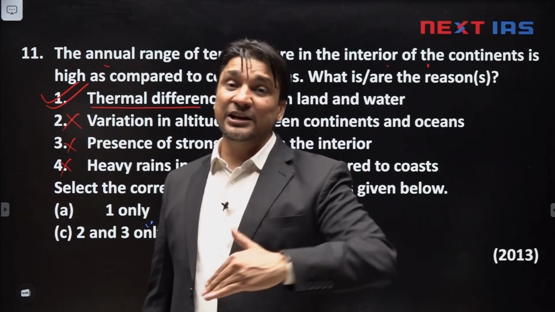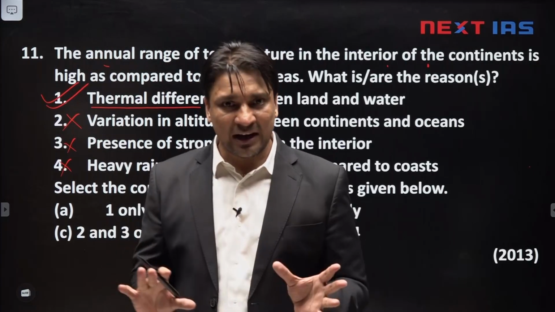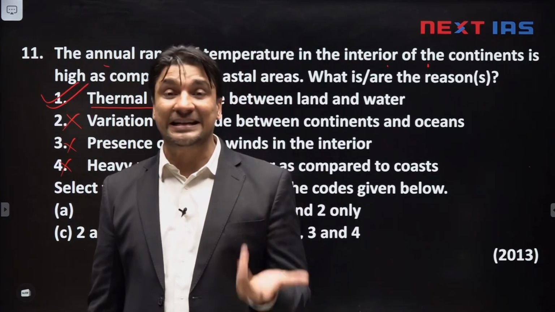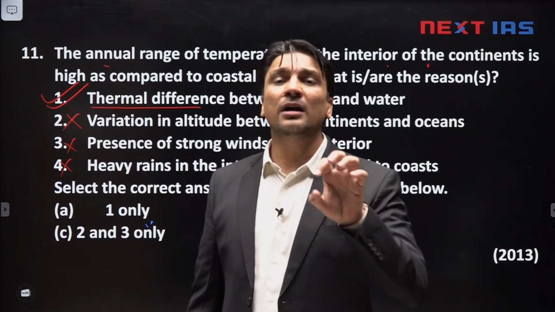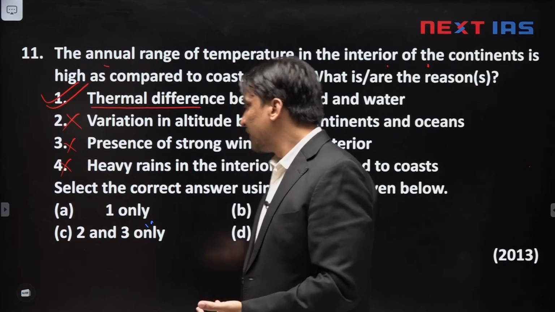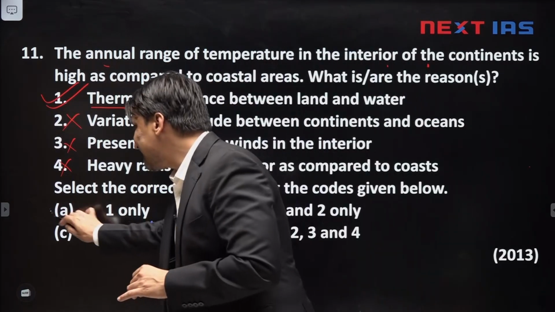By the time winds reach to the interior part of continent, they shed most of the moisture, they become dry, and that's the reason why continental interiors are mostly dry. They are semi-arid, arid or subhumid. Okay. So 4th is also incorrect. So in this question, the correct answer is A.